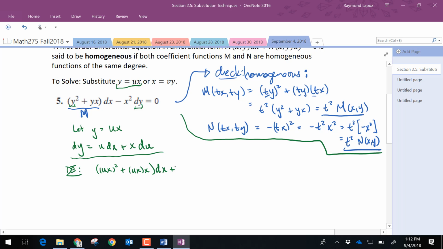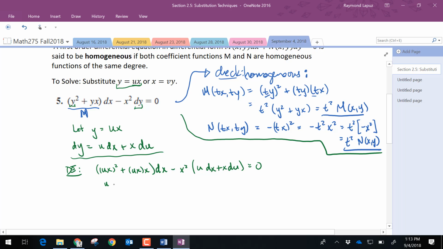Right, so wherever I saw a y, I'm going to replace the y, and then wherever I see a dy, I'll replace that with u dx plus x du. And so this thing will look like a differential equation with u's and x's instead of x's and y's.